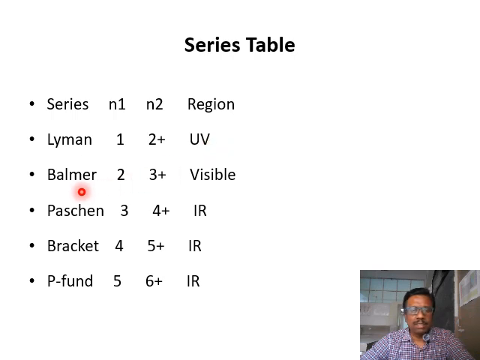Similarly, the Balmer series: n1 is equal to 2, n2 is equal to 3 and higher, observed in the visible region. Paschen series: n1 is equal to 3, n2 is equal to 4 and higher, observed in the IR region. Brackett: n1 is equal to 4 and n2 is equal to 5 or higher, observed in the IR region. Pfund: n1 is equal to 5 and n2 is equal to 6 and higher, observed in the IR region.